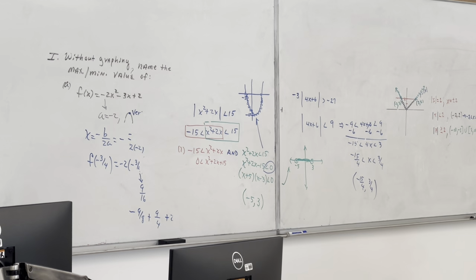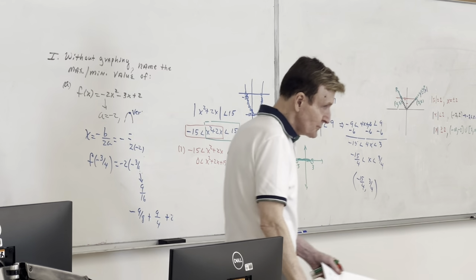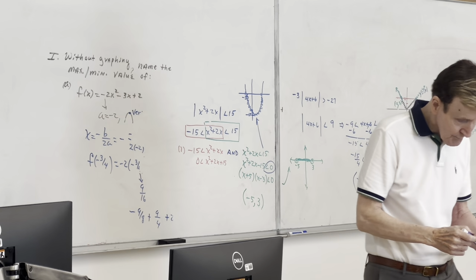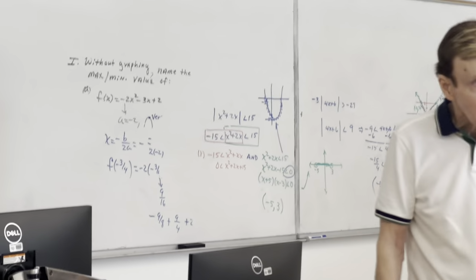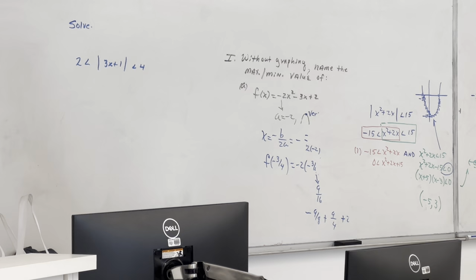2 is less than the absolute value of 3x plus 1, less than 4. Now they're saying, please find all the x's that would satisfy that inequality.